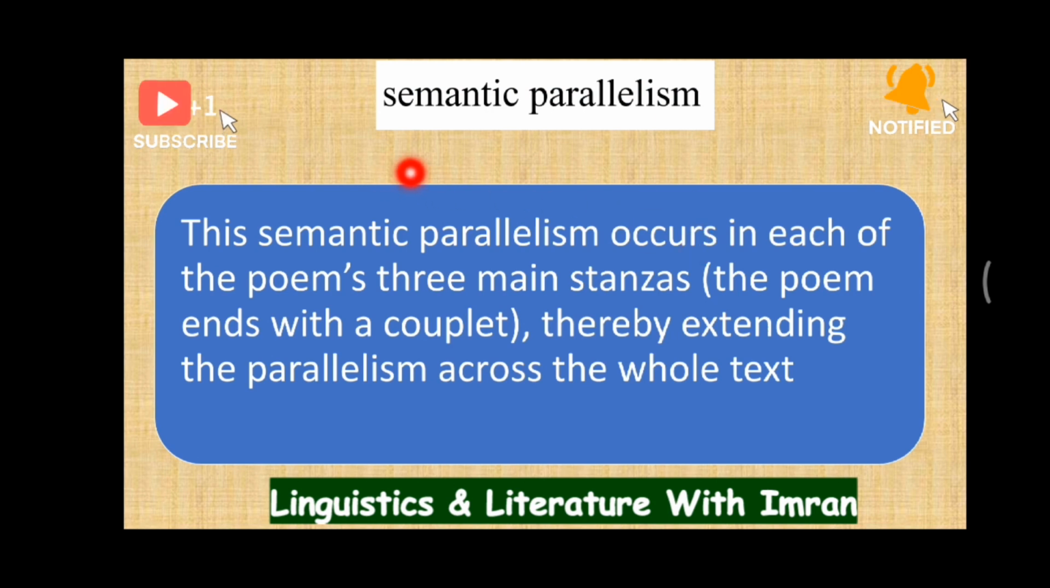Now, semantic parallelism. This semantic parallelism occurs in each of the poem's three main stanzas. The poem ends with a couplet, thereby extending the parallelism across the whole text. So we have parallelism across the whole text if you read the whole poem.